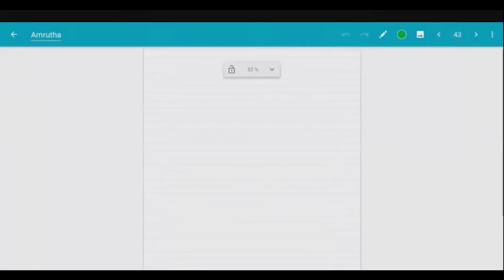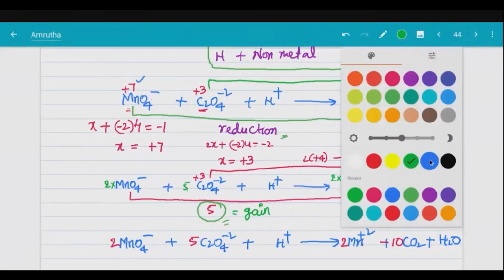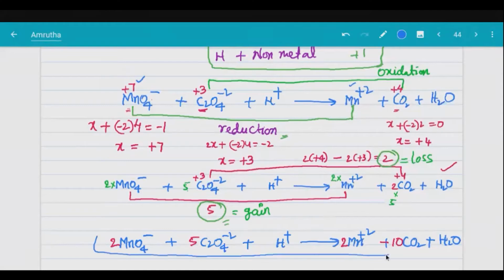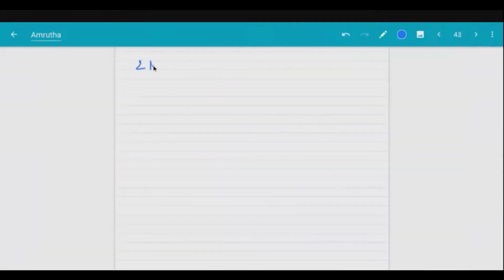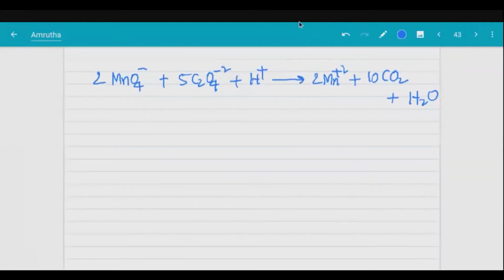Let me discuss one more thing, the next step. Here we cross multiplied. I'll write the same reaction again. 2MnO4 minus plus 5C2O4 minus 2 plus H plus gives 2Mn plus 2 plus 10CO2 plus H2O. So this is what we got, right? Is it clear? Till this step we did.